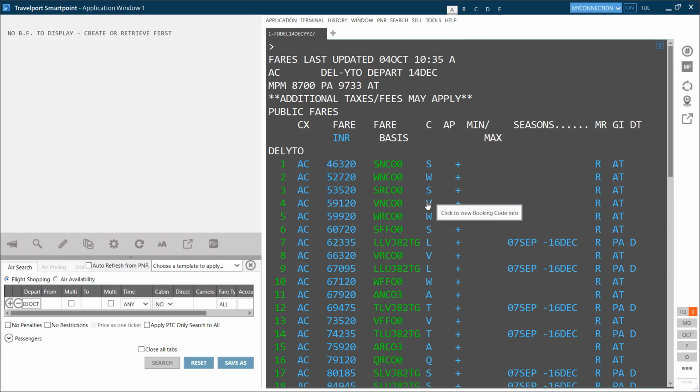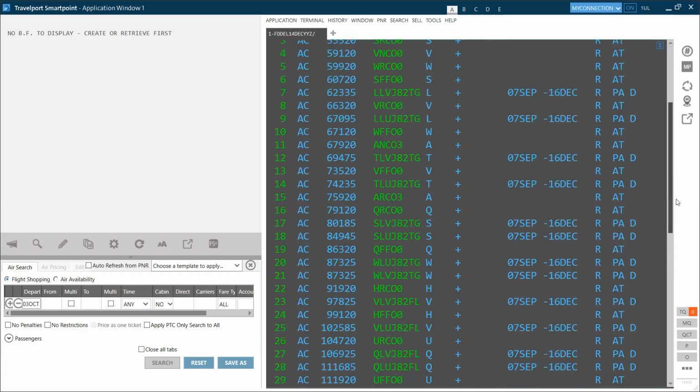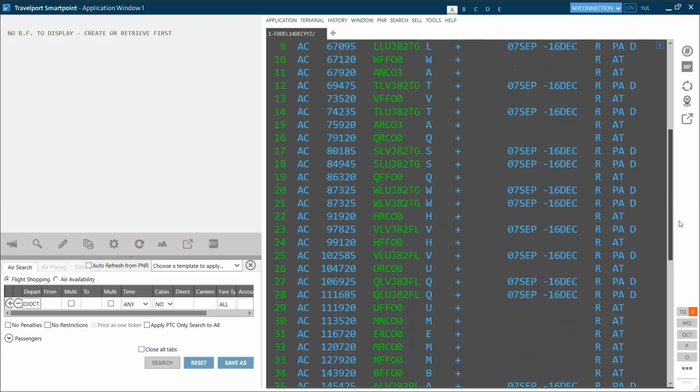Yes, Shalja, V class 59,000. Then we have L class 62,000. Now in the system we have M class available. See, M class, Shalja, yes. The fare is 1,13,000 for M class.